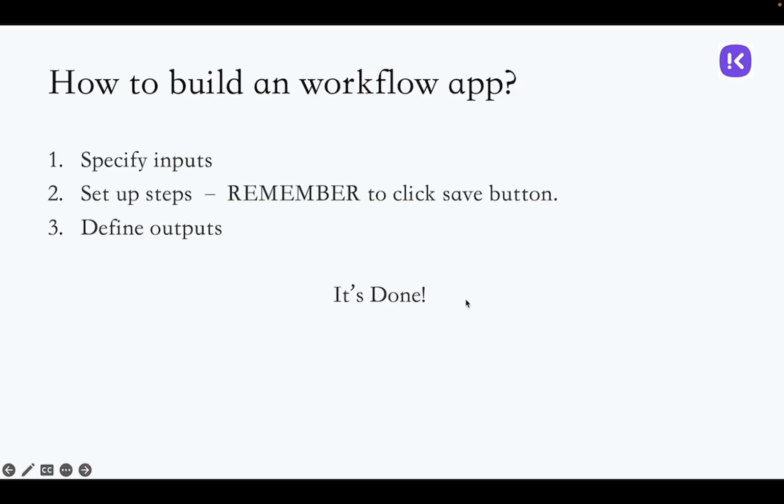So to summarize, how to build a workflow app on Kua.ai. The first step is specify inputs. And the second step is set up steps. Do remember to click save button for now. And the third step is define outputs. Of course, you always need to come back and refine your prompts. I mean, once you get familiarized with this, it's gonna be sort of easy. And then it's done.